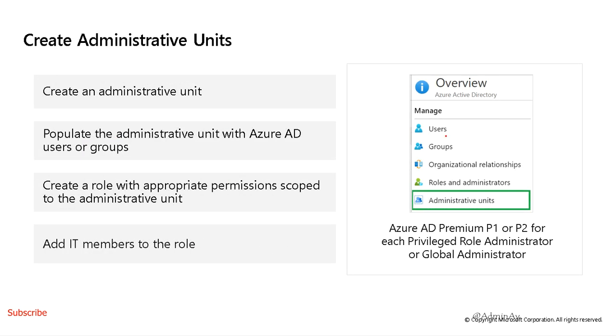Also, we'll look at administrative units, how to create administrative units, as well as populate them with Azure AD users or groups. We'll also look at creating a role in Azure, as well as adding the IT members to the role. You'll notice here that Azure AD Premium P1 and P2 each are privileged for the role administrator or global administrator. We are going to see how each of these works as we move forward in the interactive session.